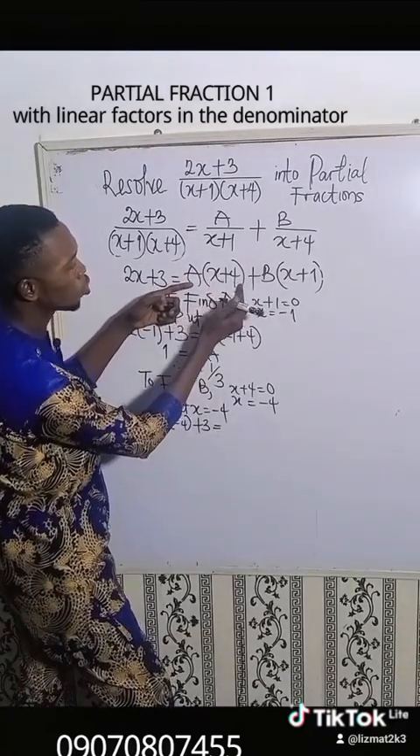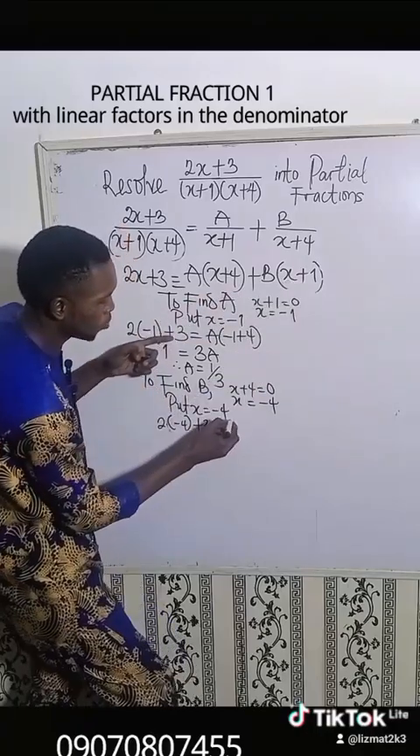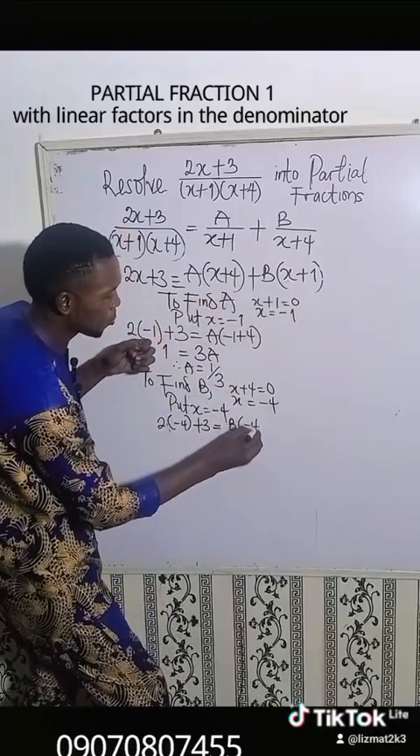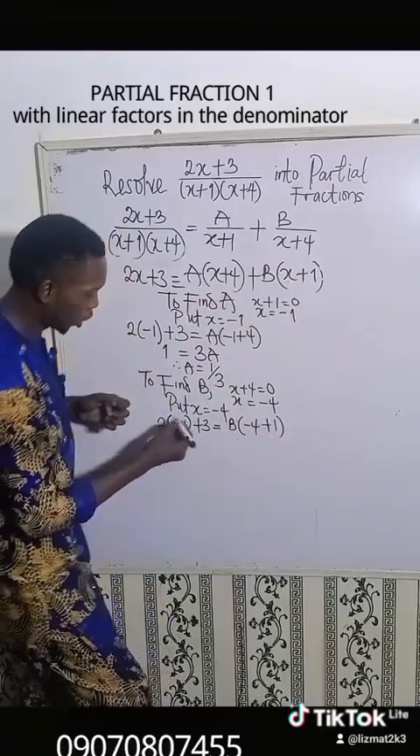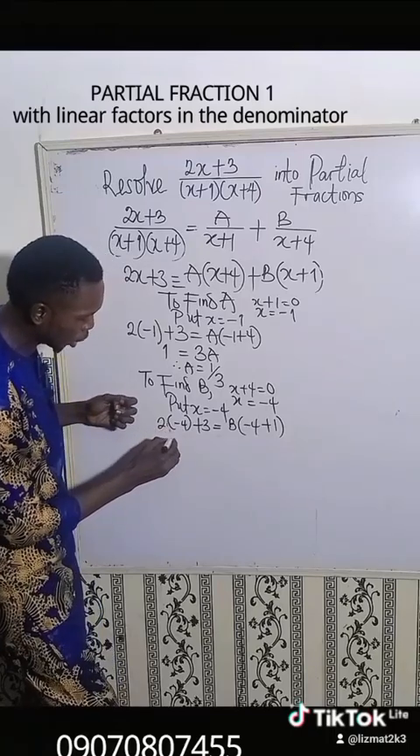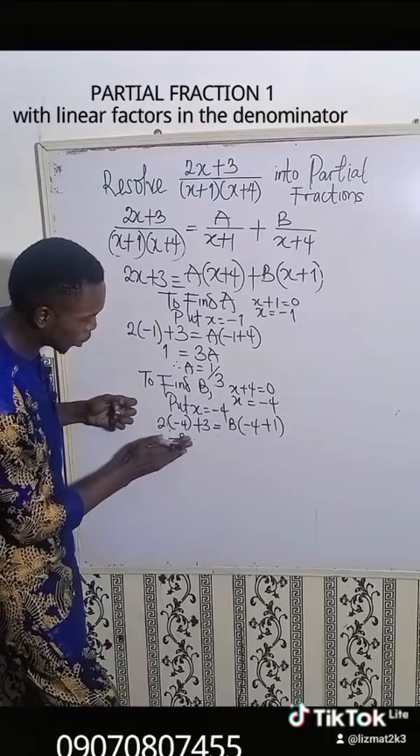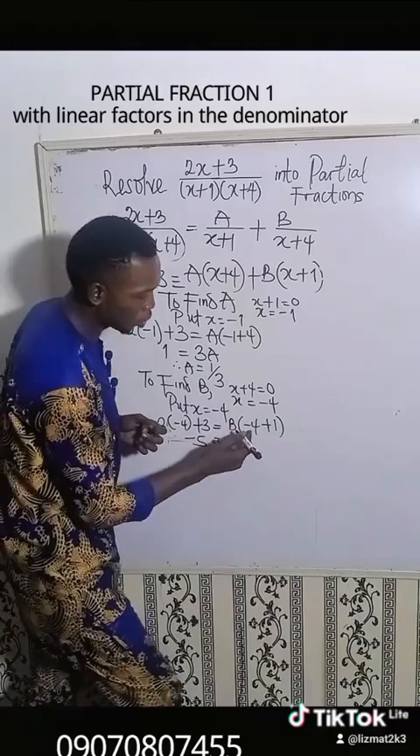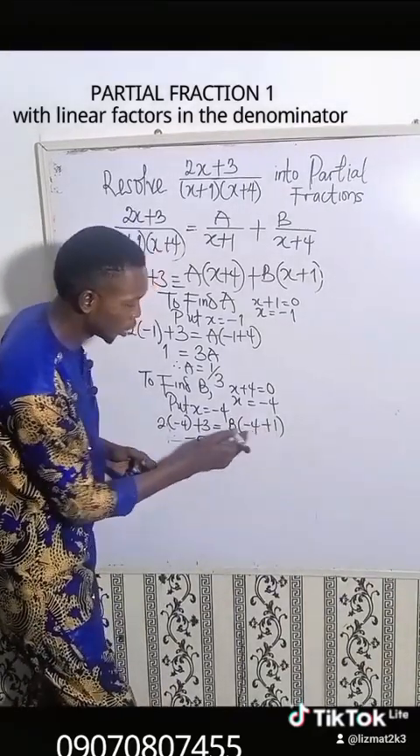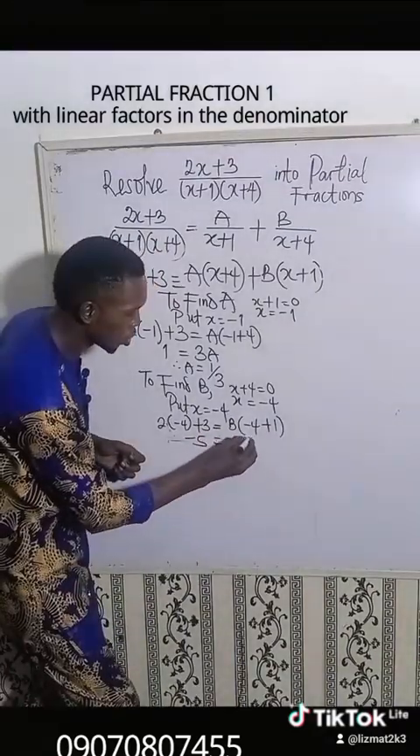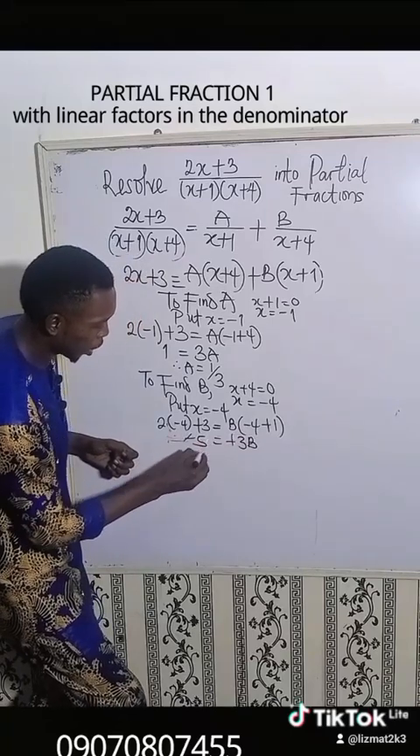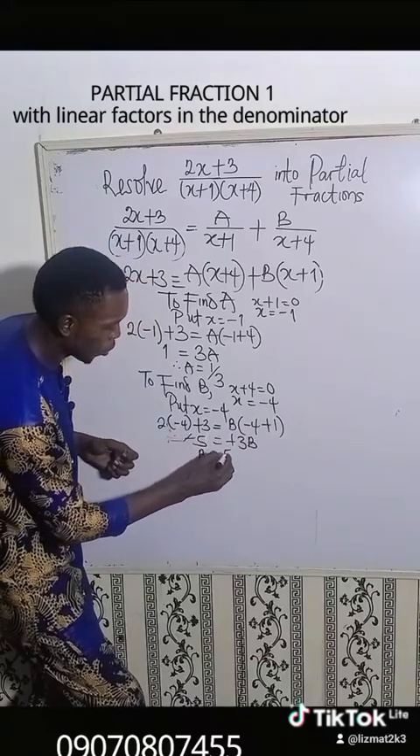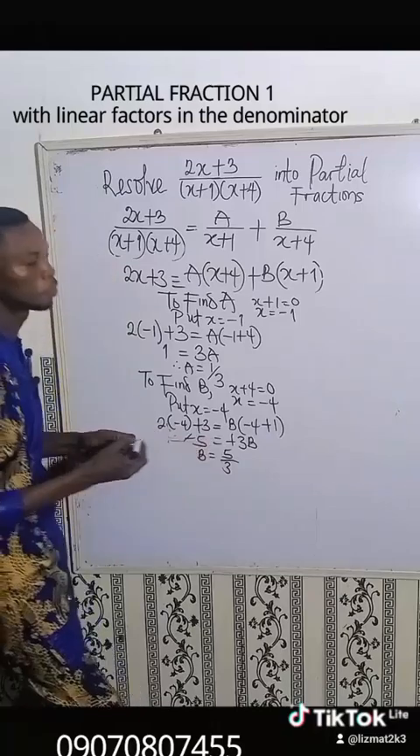if I put -4 here, this will become 0, eliminating A. So I have B into (-4 + 1). Let's solve: 2 times -4 is -8. -8 + 3 is -5, which is equal to -4 + 1, you get -3, times B, you get -3B. So we cancel out the minus, therefore B = 5/3.